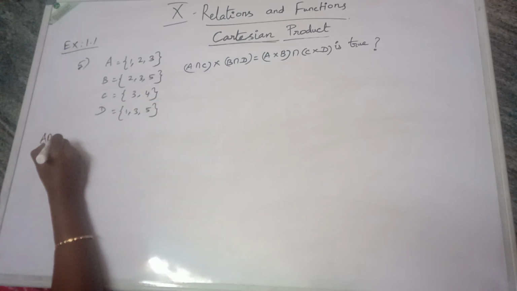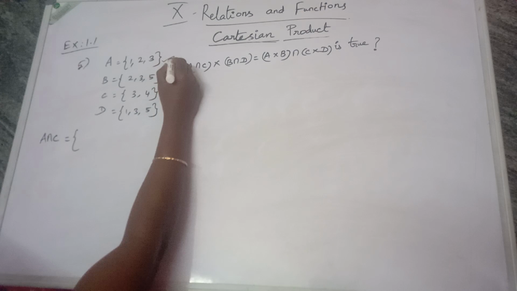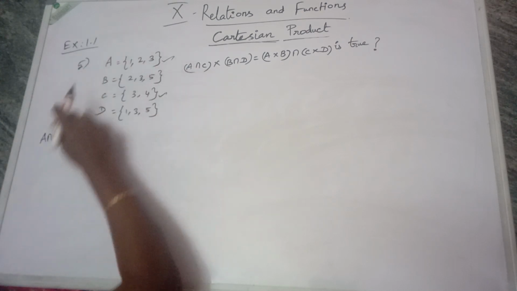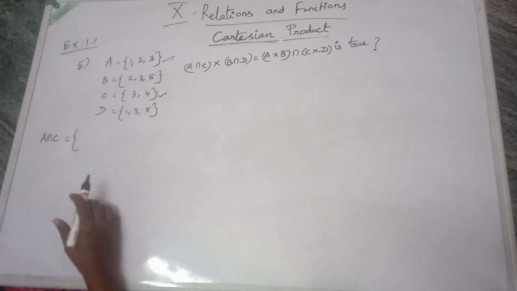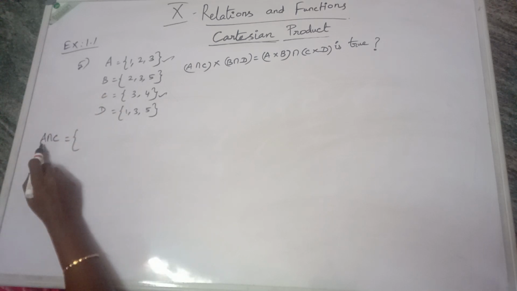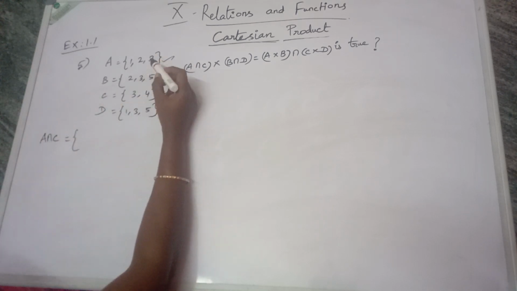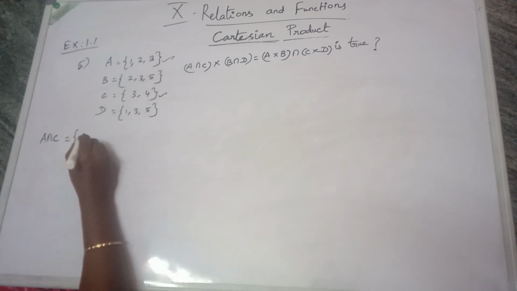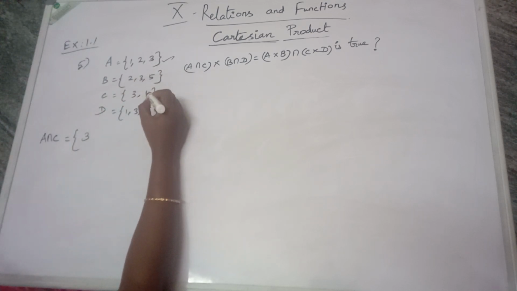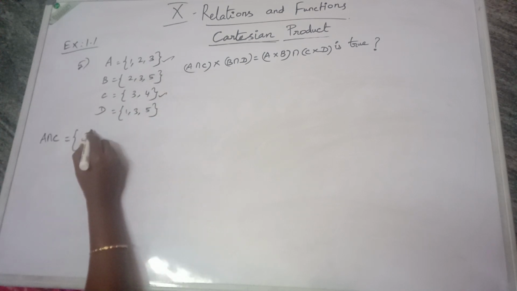A is this here, C is here. So you write the intersection of these two sets. Intersection means you collect the common elements. That element should be in A and in C. So which element is in A and in C? Only 3. This 1 and 2 are not in C. 3 is in A as well as in C, and 4 is in C but it is not in A. So only one element, 3. A intersection C we have found.